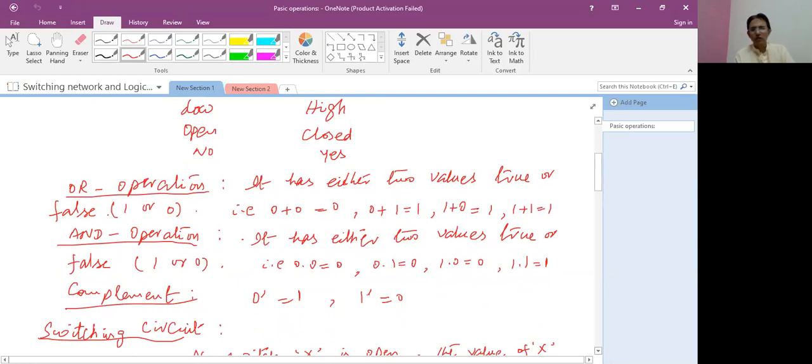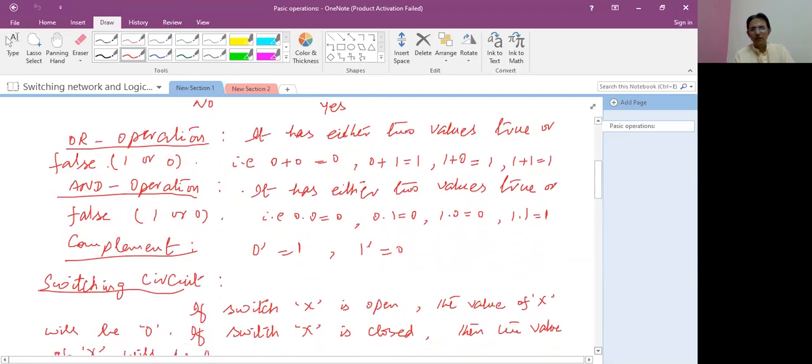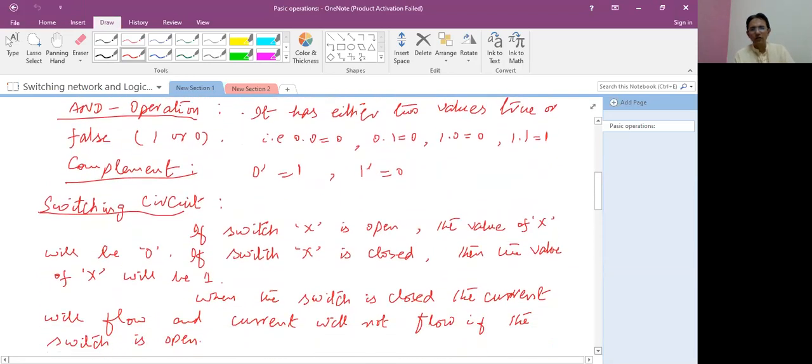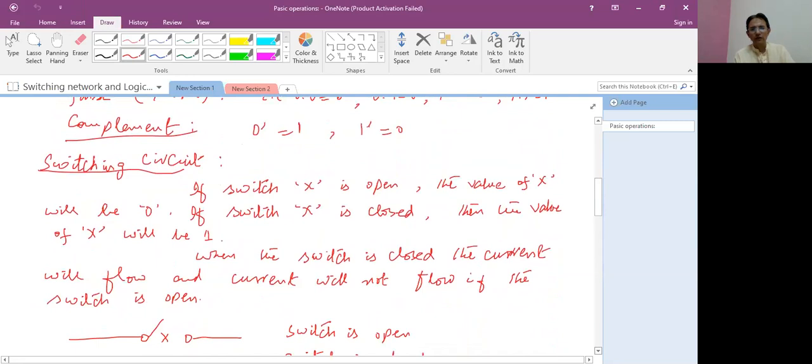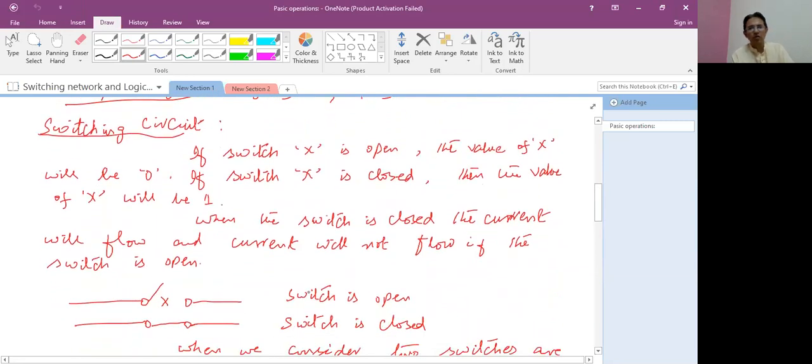Now what is a switching circuit? We will define what a switching circuit is in a switching network. It is a very important terminology we will use. If switch X is open, the value of X will be 0. If switch X is closed, then the value of X will be 1. In terms of closed, it is 1. In terms of open, it is 0 in Boolean algebra.